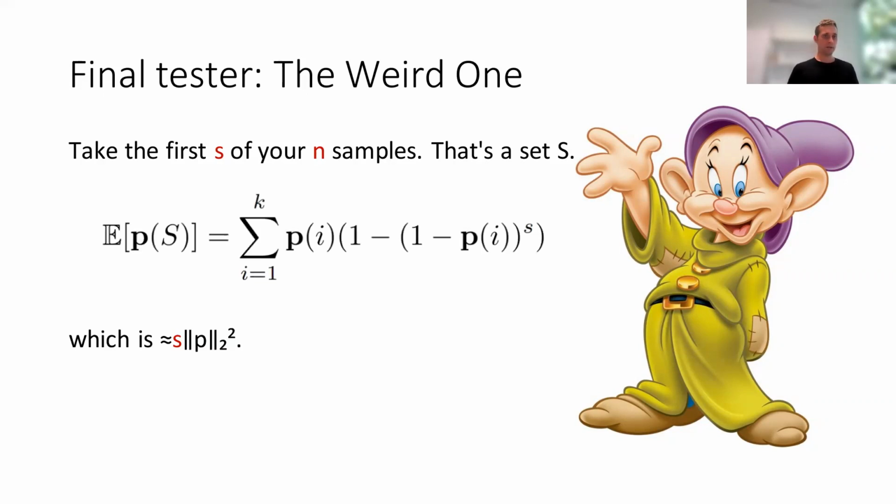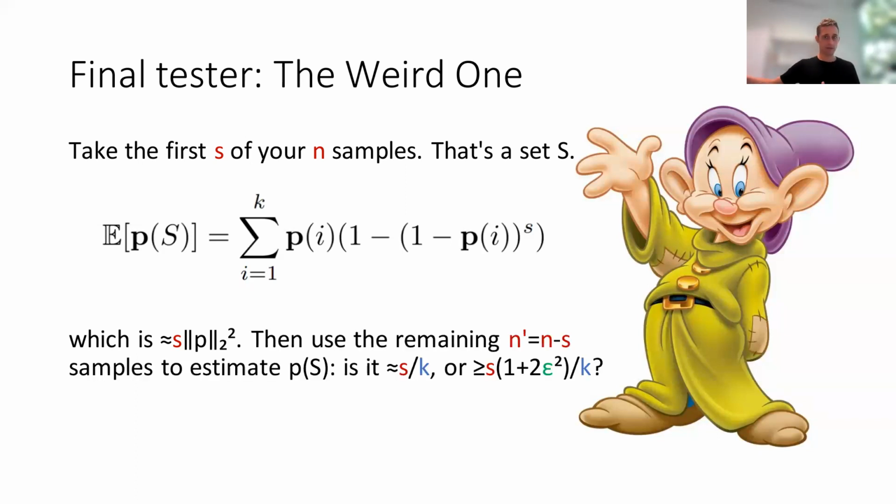What is the expected mass that your unknown distribution puts on that set? There's a formula for that, which is here. It's not necessarily nice, but you can compute it. If you make a few approximations, that's going to behave as roughly s times the collision probability, the L2 norm squared. So at this point, what you've done is that you've got a lot of samples, you've taken some subset of it, and you use that as a set of elements.